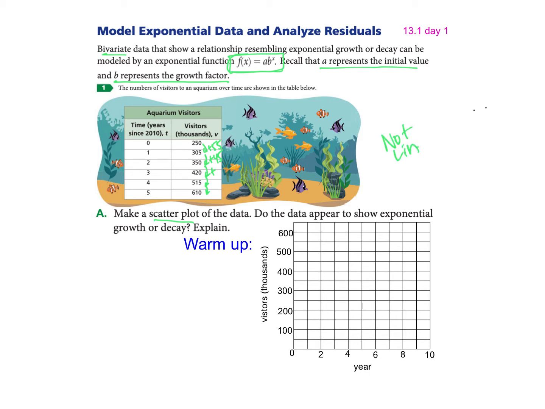Okay, I want you to go ahead and graph those points in Notability. And then what do you think? Is it exponential growth or decay? I should have talked about this too, but this is showing the aquarium visitors, the time since 2010, and then how many visitors in thousands. So in 2010, that would be year zero, there's 250,000. In 2011, that would be 305,000.